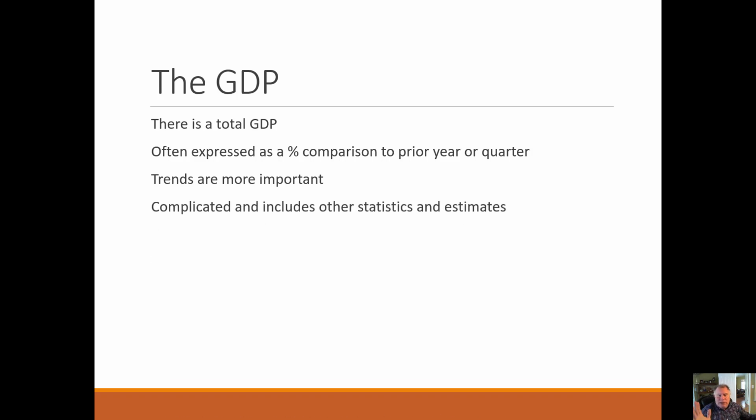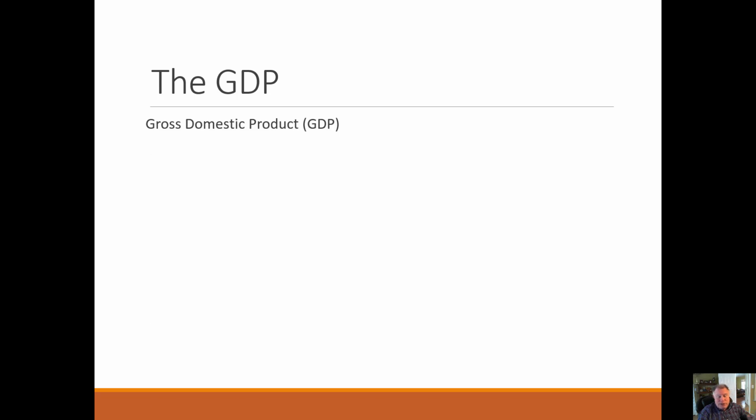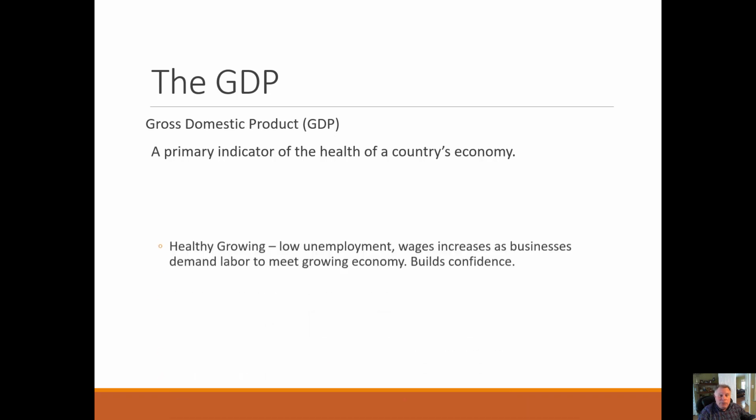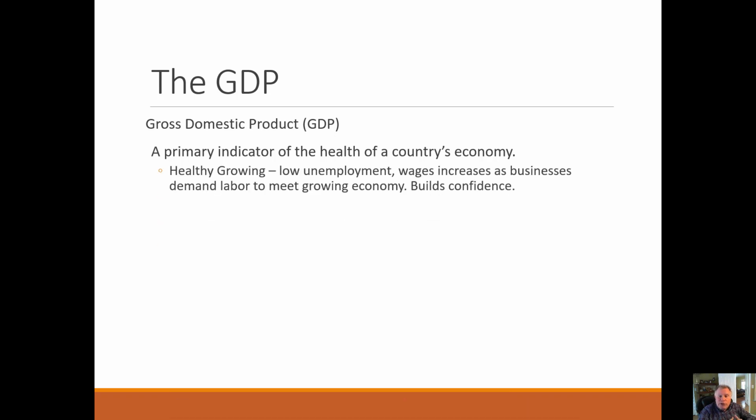It's complicated. It includes statistics, estimates. It's not always timely: preliminary and final. Then there's a revised. So if we start with the basics of GDP, it's a primary indicator of the health of a country's economy. If it's healthy and growing, we tend to have low unemployment. Wages increase as businesses demand labor to meet the growing economy. Builds confidence. People feel good.